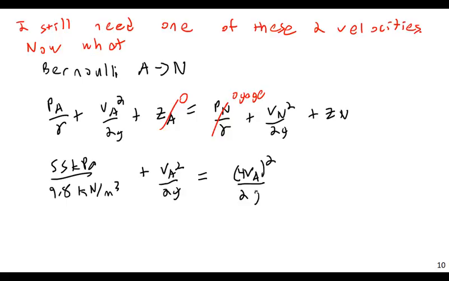Over 2G, I'm not going to solve this all the way through. I'm just going to set it up and show you what result you'll get because I think you can do algebra. And if you do solve through this, assuming I didn't screw this up, you will get VA is equal to 2.43 meters per second.